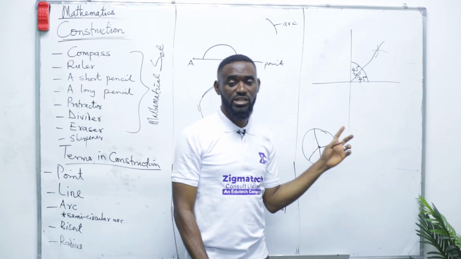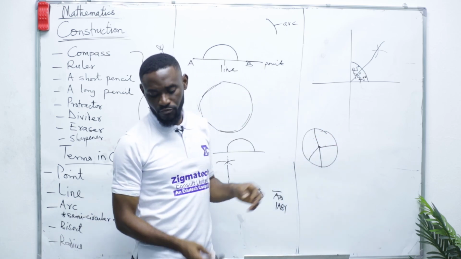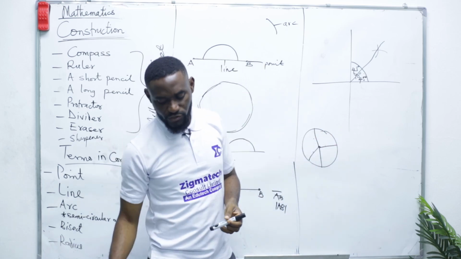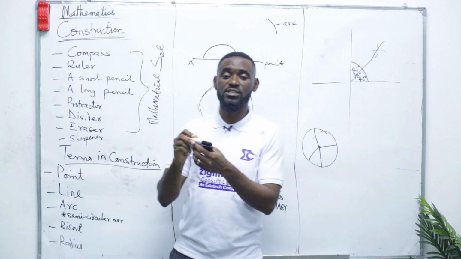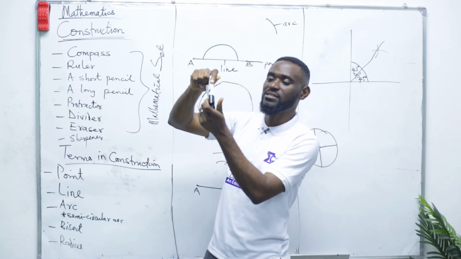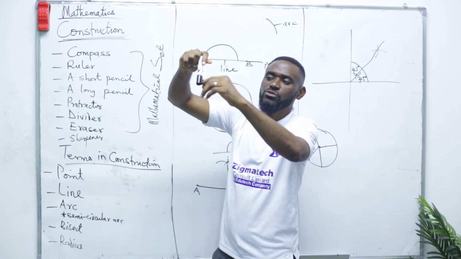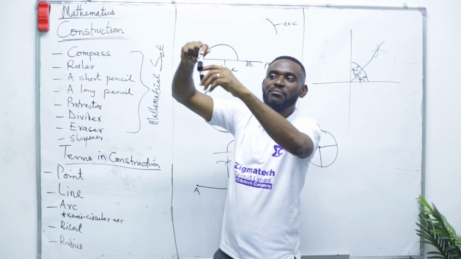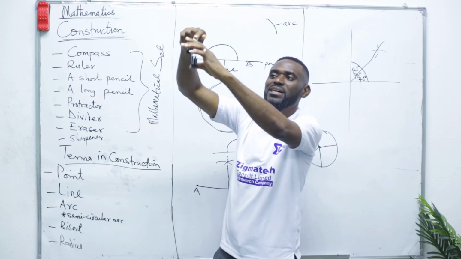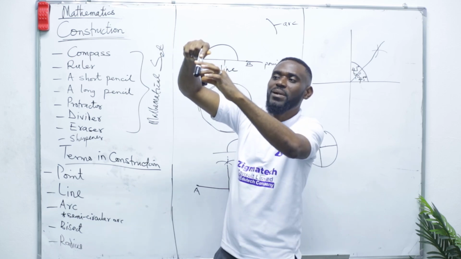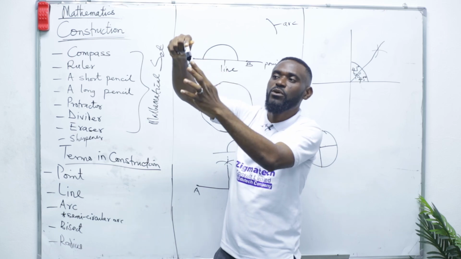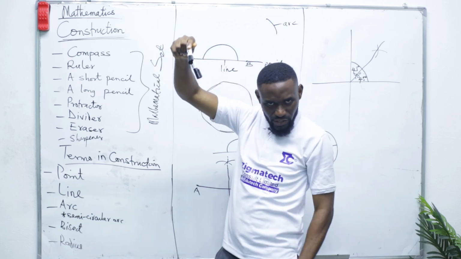Is that okay? That's called radius. Now, in construction, what radius will mean for us in simpler terms is, if you have a compass, let's say this is how the compass is. So if you want to draw any arc, you open the compass to any length of your choice. Let's say the compass was like this, and you open the compass like this. So from this point to this point is your radius.